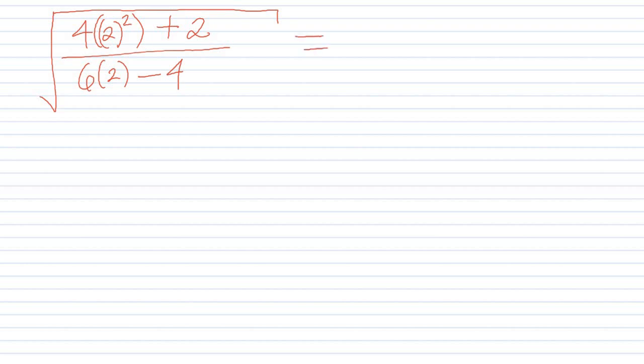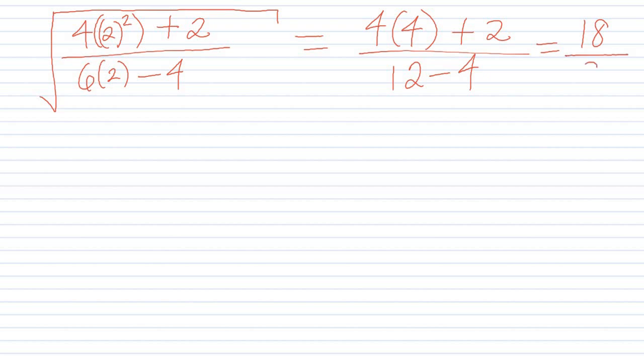Okay, so we end up with 4 times 2 squared. What is 2 squared, please? 2 squared is 4, so 4 times 4 plus 2, divided by 6 times 2 is 12, 12 minus 4 is 8. So 4 times 4 is 16, 16 plus 2 is 18, 18 divided by 8. But guess what?